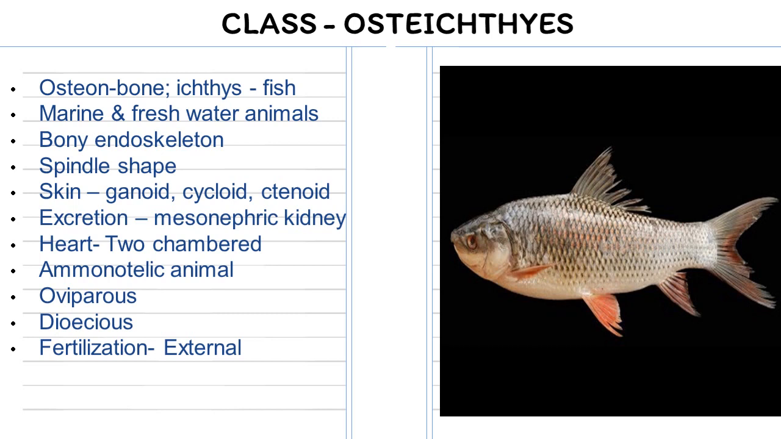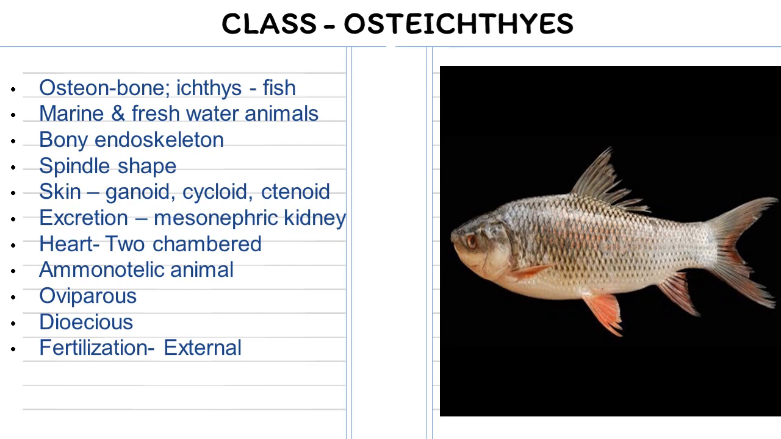It will be bone, right? And the shape of the body we could say is spindle shape. And the skin consists of various types of scales, that is ganoid scales, cycloid scales as well as ctenoid scales will be present, right? And excretion is going on with the help of the kidney. Here also the type of kidney, of course, I said already, for fishes as well as for amphibians, the mesonephric kidney is there, and in reptiles and aves also mesonephric, but it will be a temporary one, and in mammals the metanephric kidney is present, right?